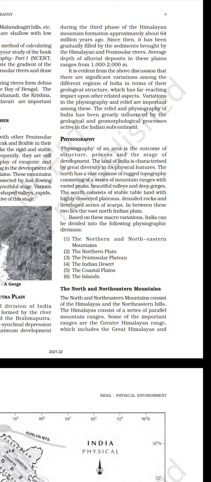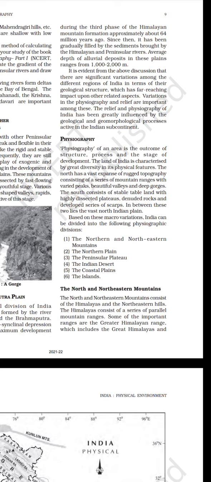Physiography of an area is the outcome of structure, process, and the stage of development. The land of India is characterized by great diversity in its physical features. The north has a vast expanse of rugged topography consisting of a series of mountain ranges with varied peaks, beautiful valleys, and deep gorges. The south consists of stable tableland with highly dissected plateaus, denuded rocks, and developed series of scarps. In between these two lies the vast North Indian plain.